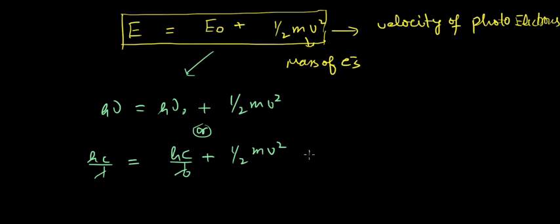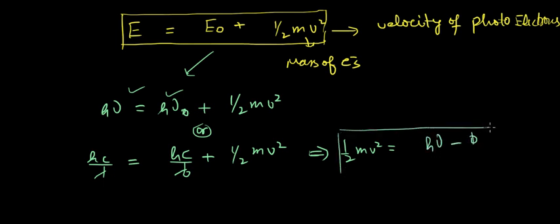If you have been given these two energies, you can also calculate the velocity of the ejected photoelectrons. So half m v square equals h nu minus phi. Phi is the energy required; I'm just denoting it with the symbol phi.